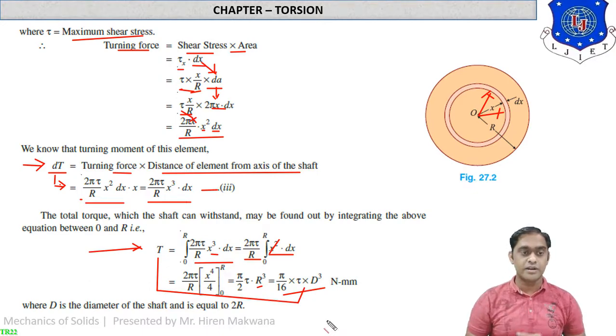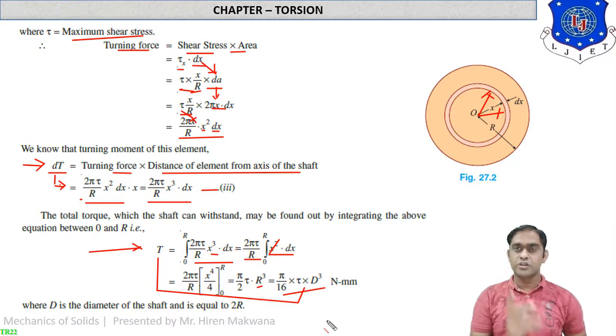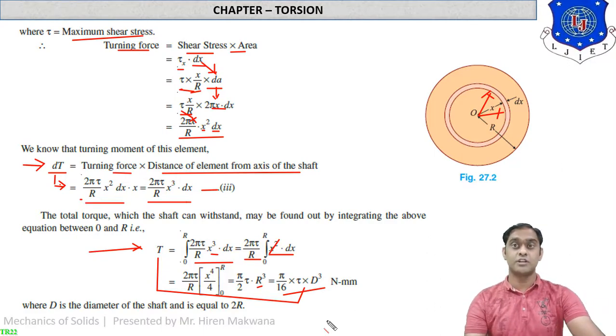T is equal to torque, d is equal to diameter, equal to 2 times radius, and tau is equal to shear stress for the shaft material. So this is the main equation derived for the solid shaft, which we will use in the numerical.